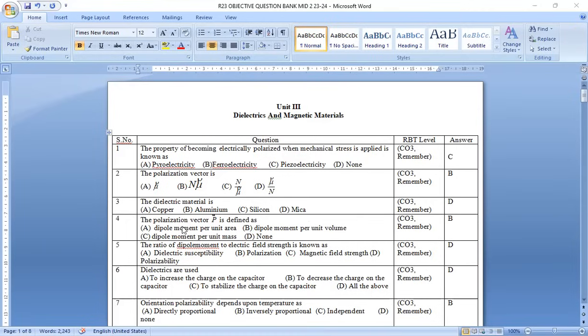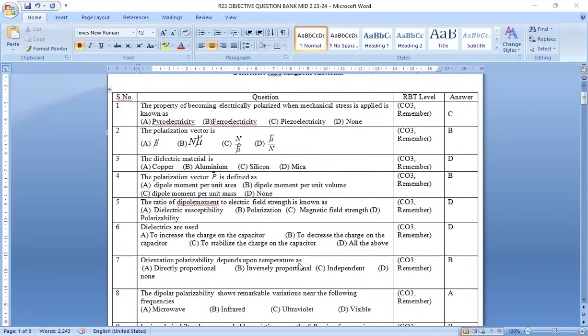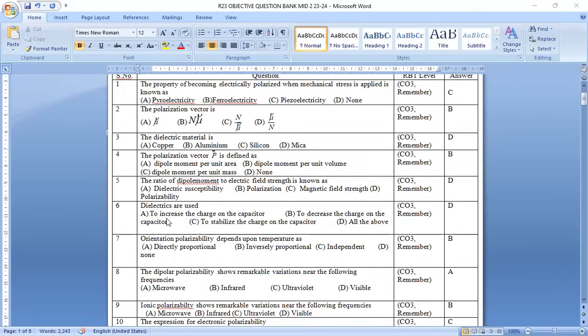And then the polarization vector P is defined as dipole moment per unit volume, so option B is the right answer. The ratio of dipole moment to electric field strength is known as polarizability, option D. And then coming to the sixth one, dielectrics are used to increase the charge on the capacitor, to decrease the charge on the capacitor, to stabilize the charge on the capacitor, or all of the above. Dielectrics are used for all of the above.